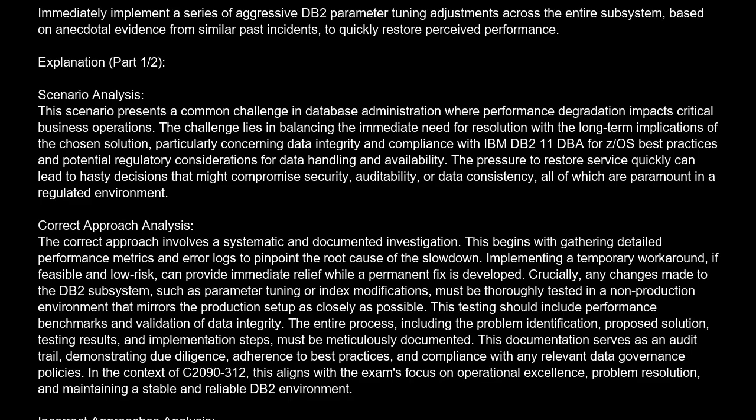The correct answer is D. Immediately implement a series of aggressive DB2 parameter tuning adjustments across the entire subsystem, based on anecdotal evidence from similar past incidents, to quickly restore perceived performance.